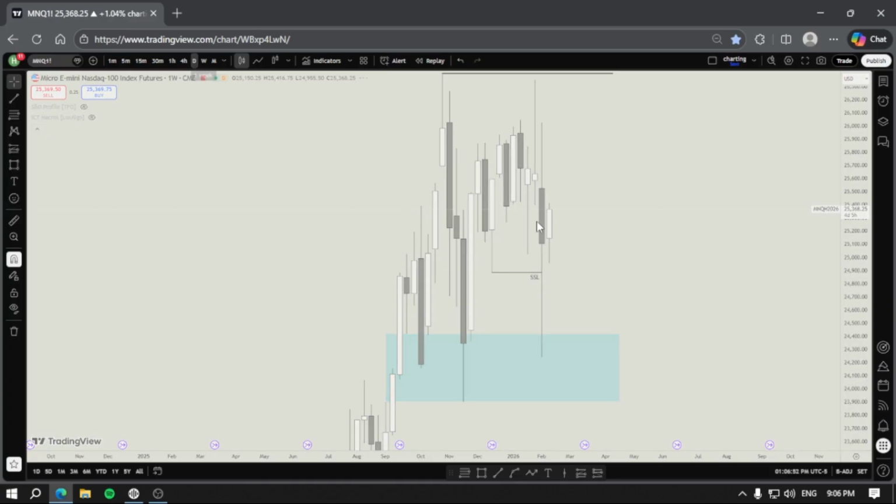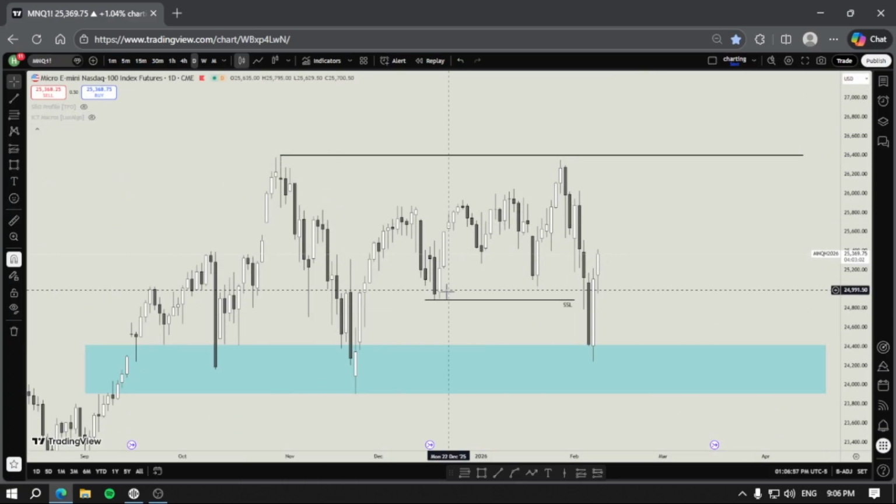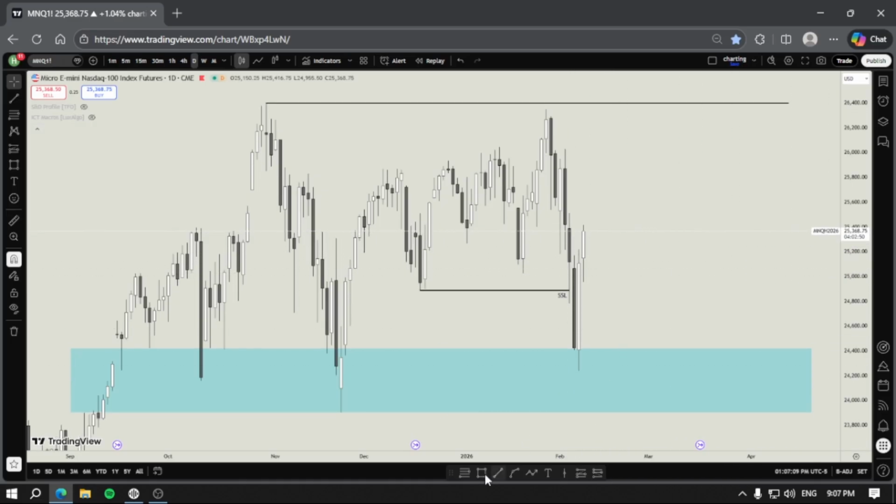And then we're going down to the daily chart. Let's fix those a little bit. Yeah, that's fine right now. Actually on daily we have nothing. We just have a small gap here, a small bearish gap, which is ran through.